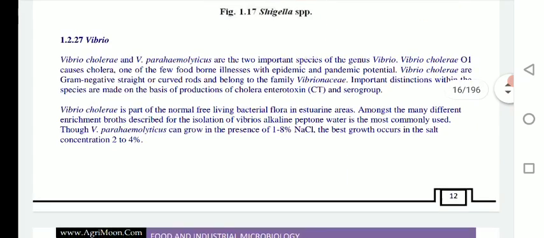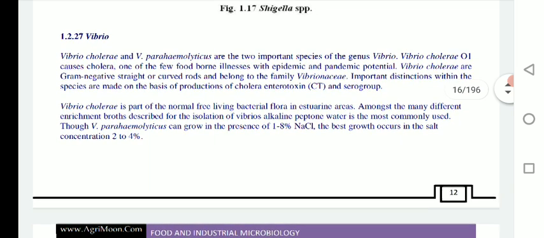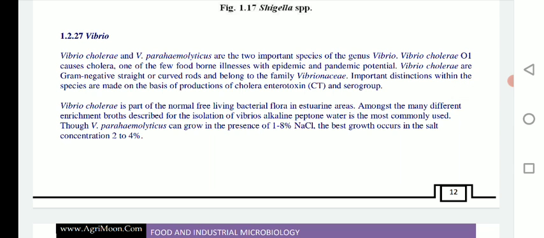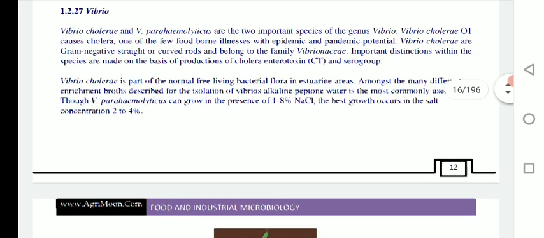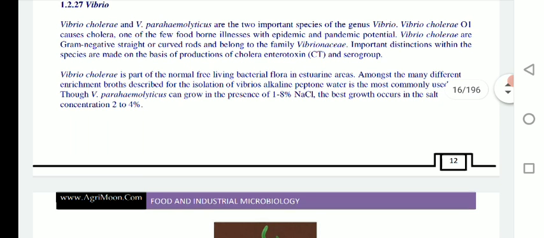Then next is Vibrio. So Vibrio cholerae and Vibrio parahaemolyticus are the two important species of genus Vibrio. Vibrio cholerae causes cholera, one of the few foodborne illnesses with epidemic as well as pandemic potential. Vibrio cholerae are gram-negative straight and curved rods, and they belong to the family Vibrionaceae. An important distinction within species is made on the basis of production of cholera toxin.